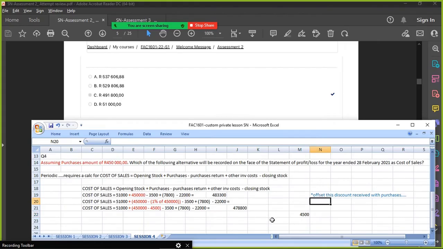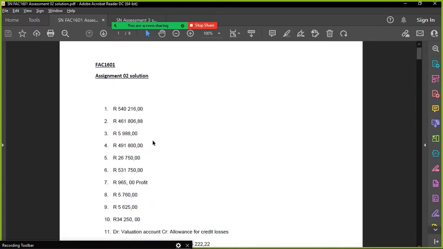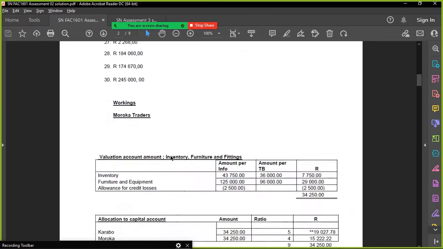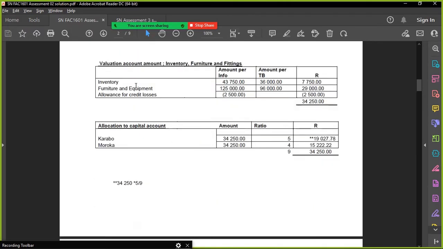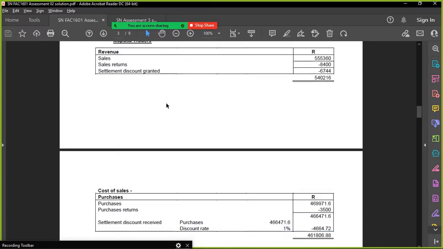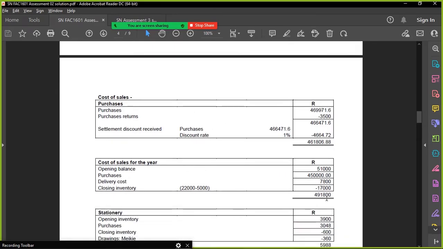Okay. Because if you offset the discount again, you said they gave you solutions here. I did open it. Let me just go to the right page here. This is assignment 2. That was question 4. Do they give workings here or just answers? No, they do give workings if you go down. Here's a valuation account. There's goodwill, equity, revenue. Here, cost of sales. Opening balance, you've got that. Purchases, you've got that. Delivery cost, you've got that. Closing inventory, there it is.